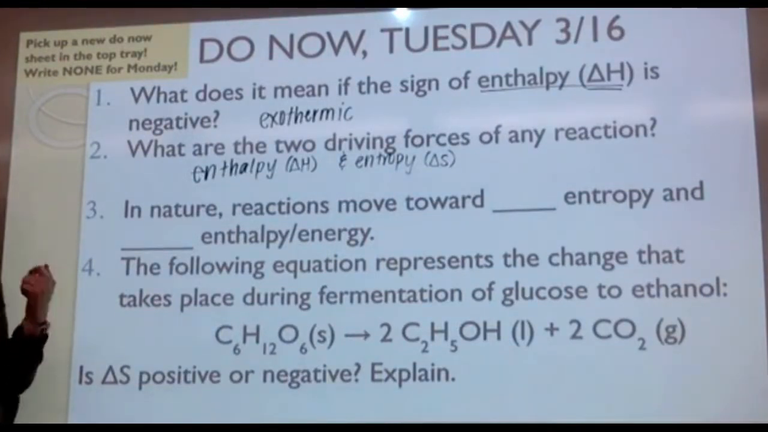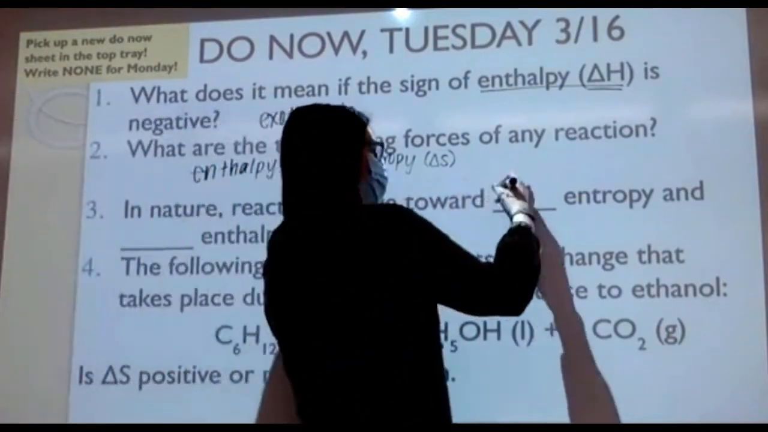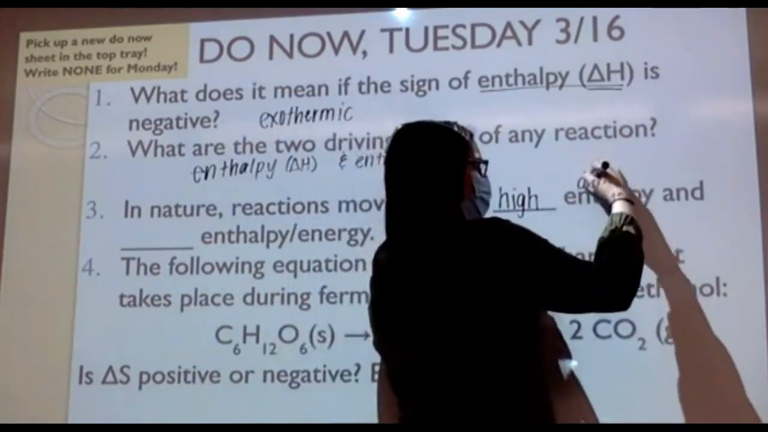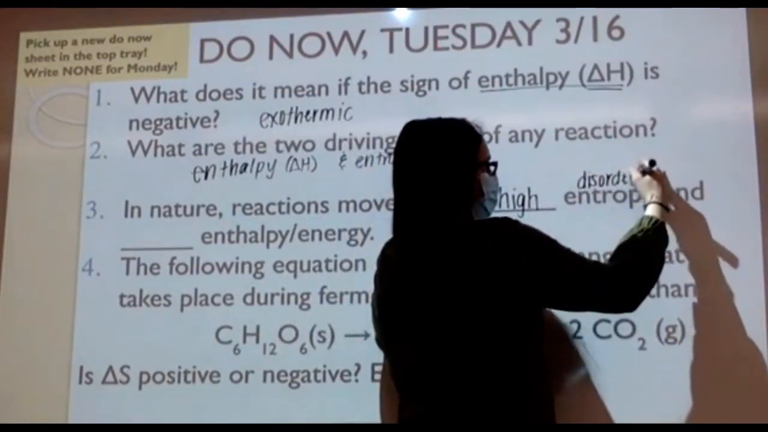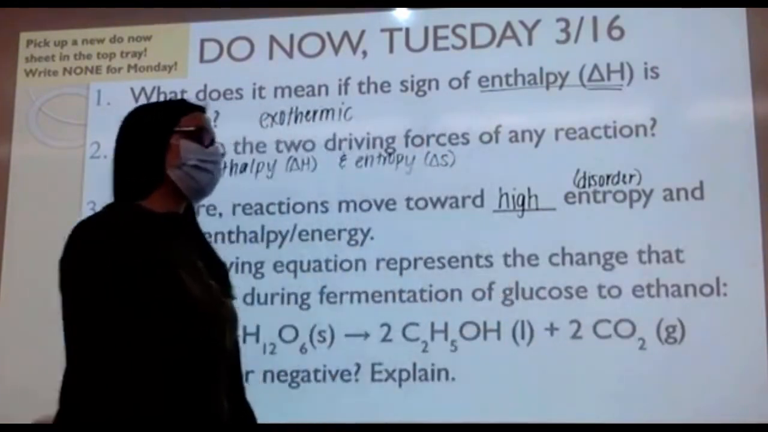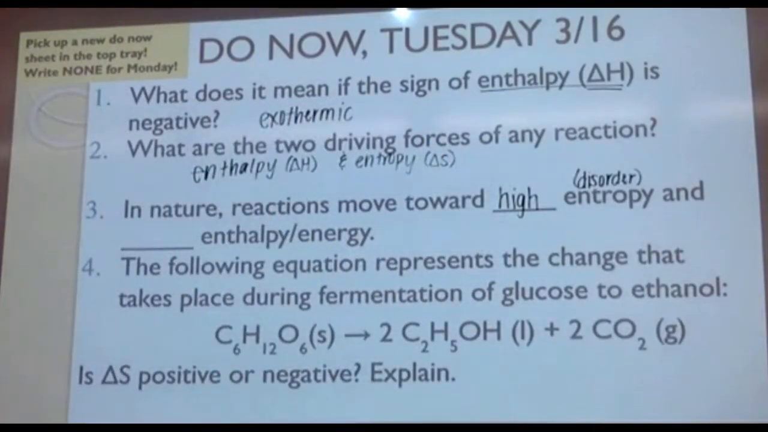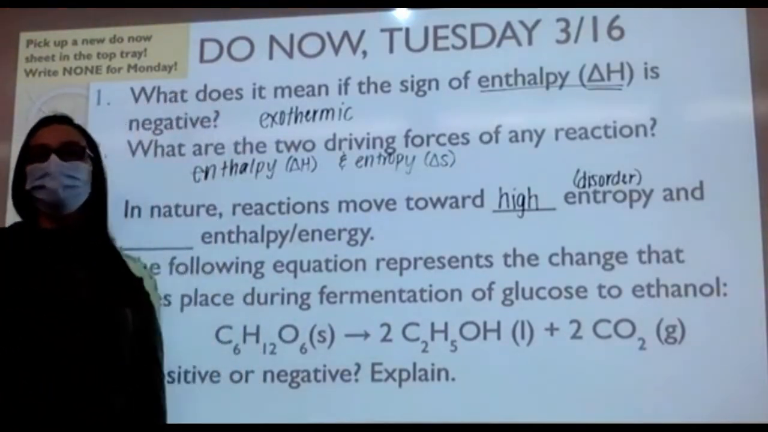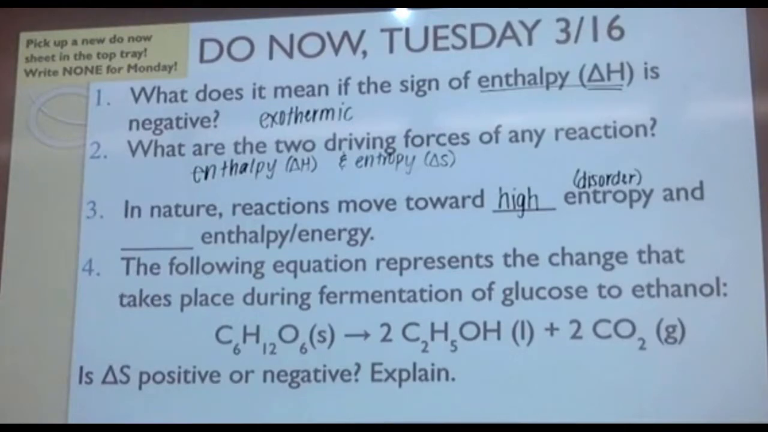For number 3, in nature. So in nature, that just means on its own, reactions move toward a high entropy. So in place of entropy, for some people, it helps to write the word disorder. So when a question is asking about entropy or about delta S, it helps to think about it in terms of disorder. The higher your value of delta S, the higher your disorder. The lower your value of delta S, the lower your disorder, or the more order.